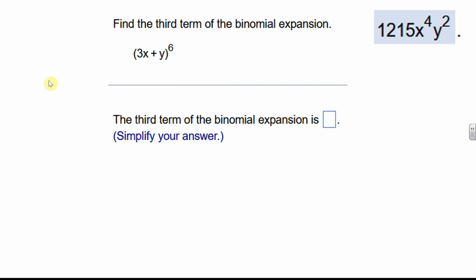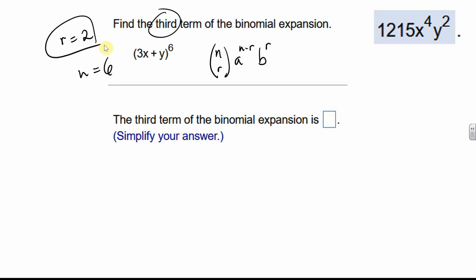Do you remember the formula? So the formula is n things taken r at a time times the first term a to the n minus r, b to the r. And if they ask for the third term, what is r? If they say third term, r is what? Two, exactly. What is n? Six. Very good. The kicker is make sure you get r as two, because the formula is already computing r plus one automatically. Okay. I'll give you a couple minutes on that and see if you get it.